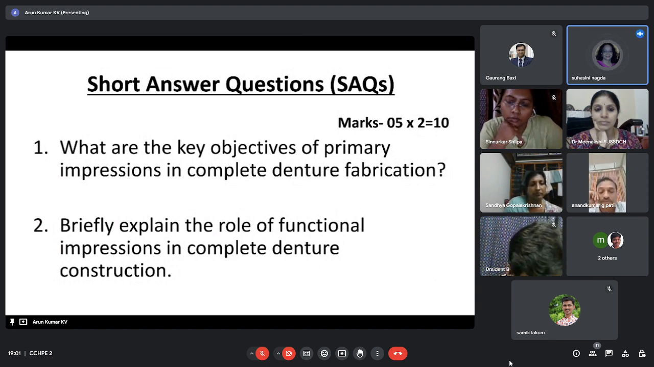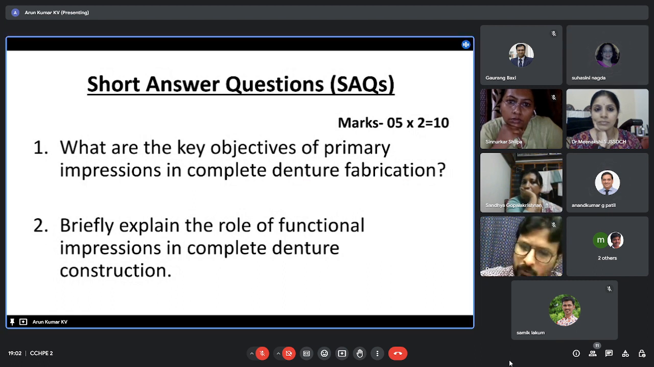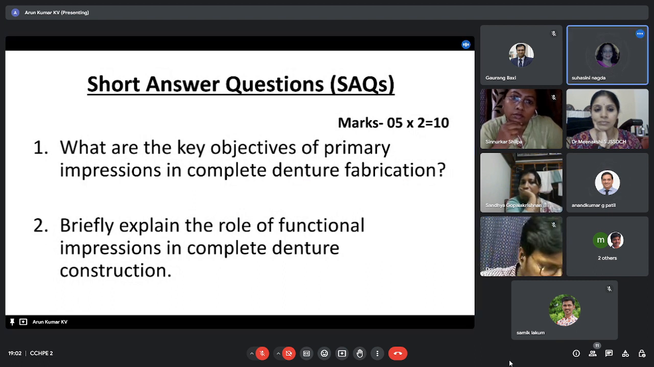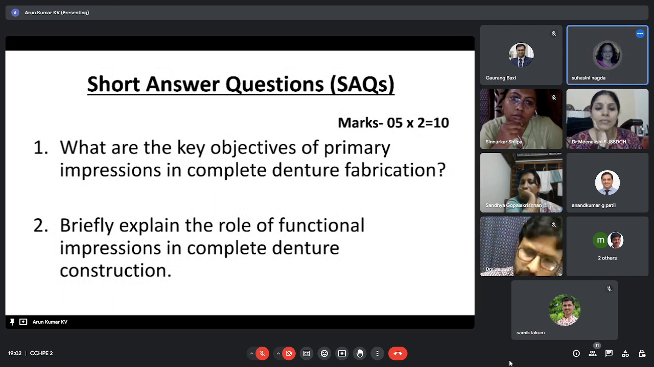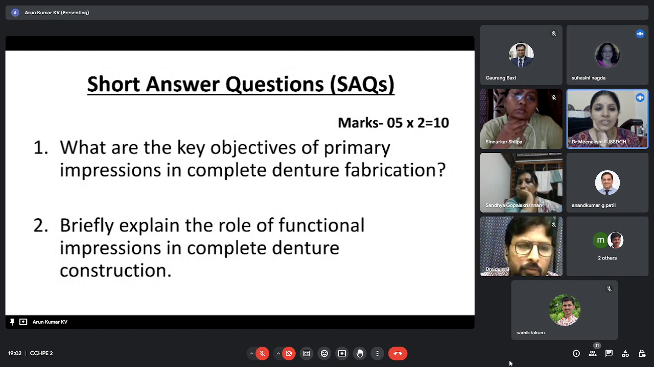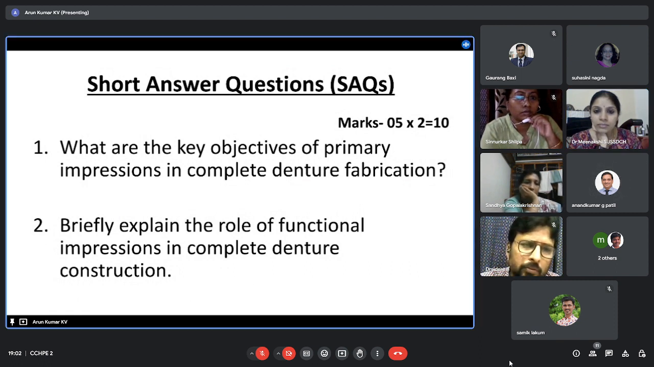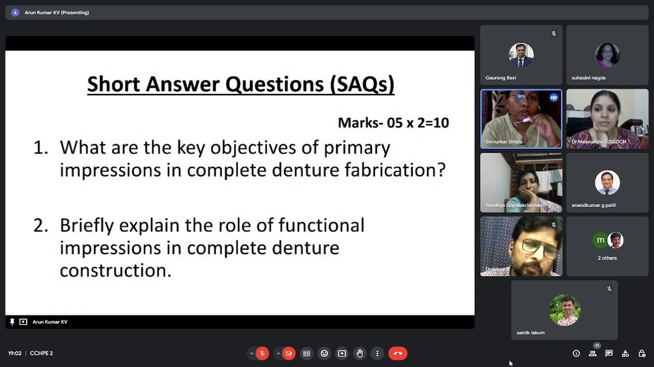Key objectives of primary impression making in complete dentures, ma'am. It's a short answer question, marking 5, again for the summative exam of final year PTS. What do you all feel? So he has to just write the key objectives, or explain the objectives for 5 marks? Key objectives of primary impression making in complete dentures. Yes, ma'am, it is clear. So it will be some 4 or 5 points, sir.